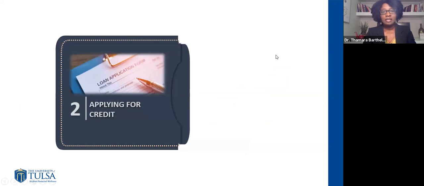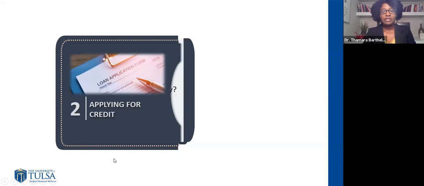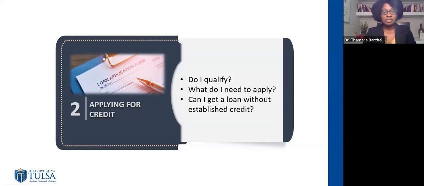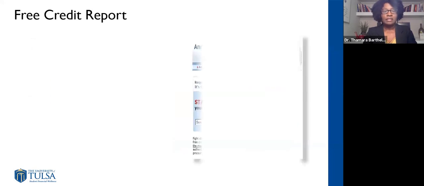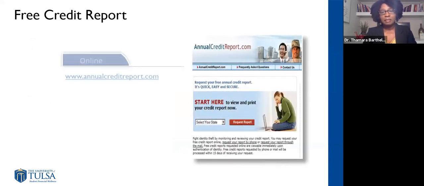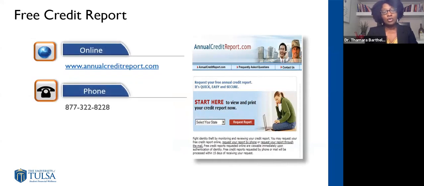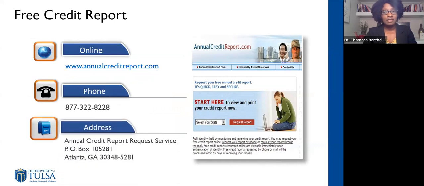Okay, the second part is applying for credit. Whenever you're applying for credit, some of the questions that are normally asked, especially of individuals who have not had credit in the past, are: do I qualify? How will I be able to qualify? And what do I need to apply for a loan? One of the things that I would like for everyone to remember is that through annualcreditreport.com, you can actually receive a free credit report, okay?